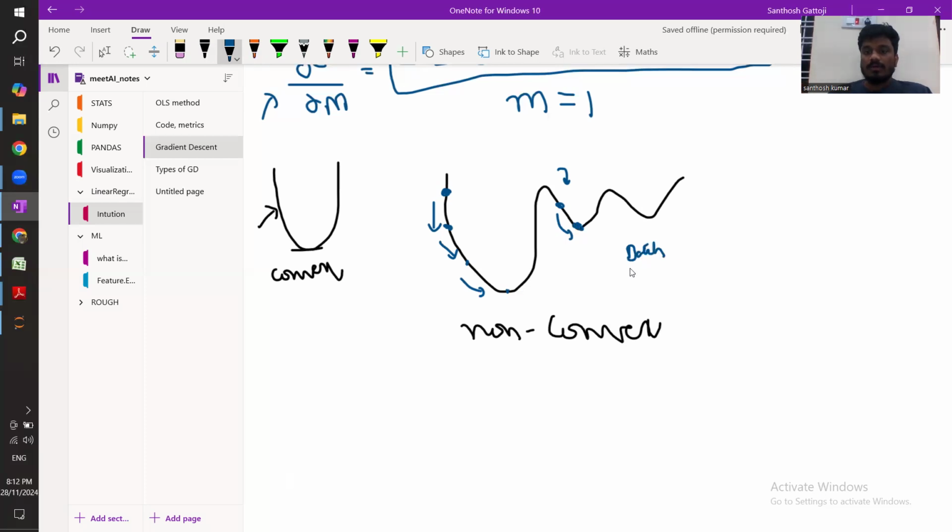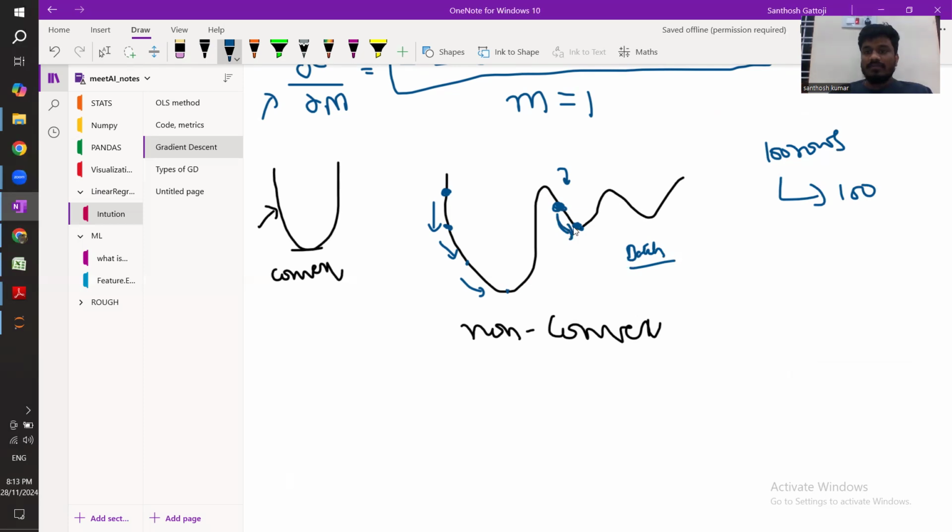Okay, but in stochastic, what is happening is that it is randomly picking values. For example, the initial random value is over here. If you have 100 rows, how many times will it update in one epoch? 100 times. So the first time, it randomly takes some value, let's say this value, and it will move this side.